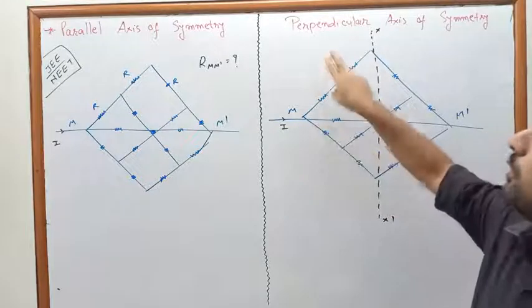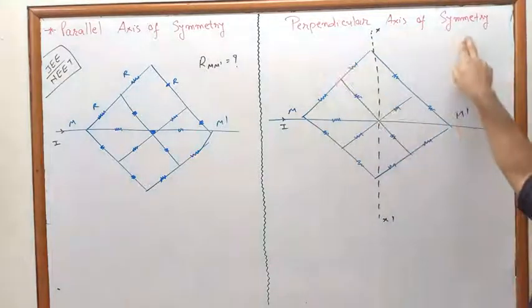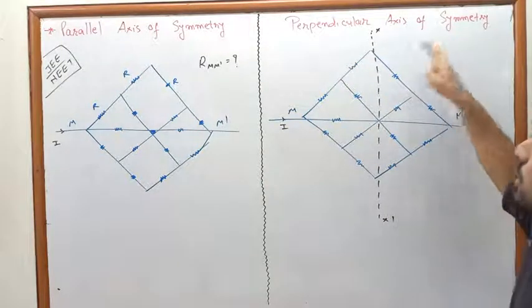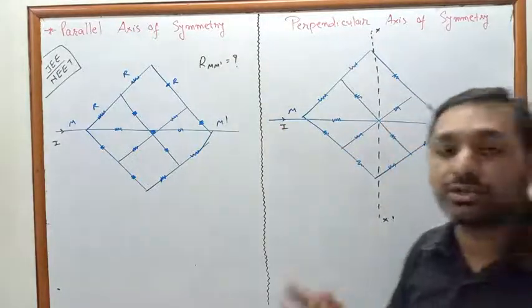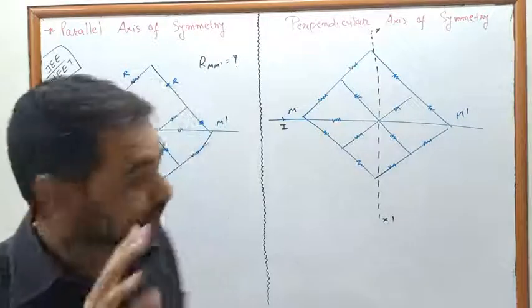And if you want to apply the perpendicular axis of symmetry, in that case you have to select the axis which is perpendicular to the direction of current flow.